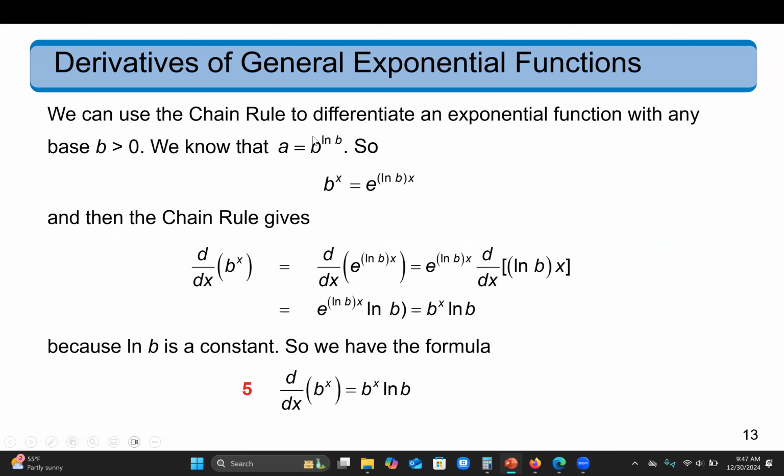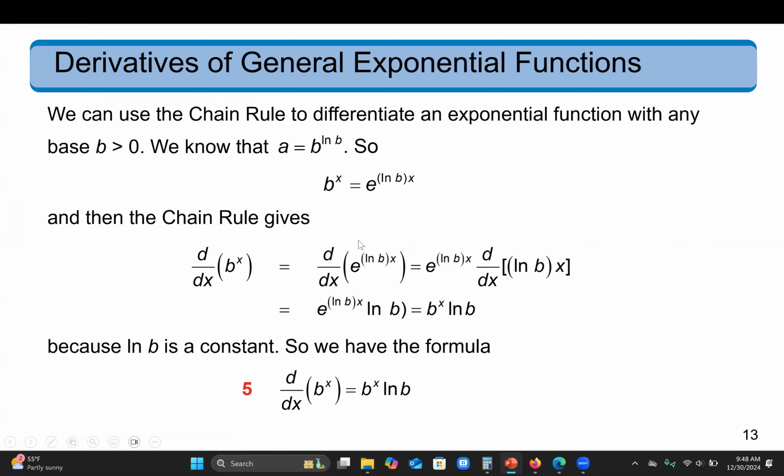Here we say we can use the chain rule to differentiate an exponential function with any base, as long as the base is greater than 0. So we know, for example, b equals e to the power natural log b, so b should be greater than 0. So b to the power x is equal to e to the power natural log b times x. And then the chain rule will give us, for example, to find the derivative d/dx of b^x, we get d/dx of e to the power natural log b times x. So this means first we find the derivative.